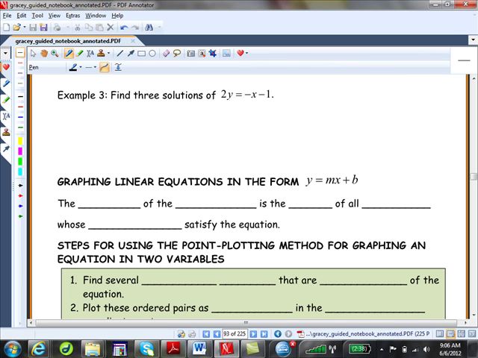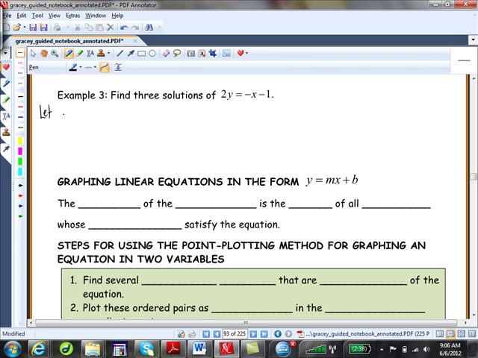But first we're going to go ahead and find 3 points that are on this line. Now, you can pick whatever numbers you want. So what do you guys want to do first? Do you want to let x equal something or y equal something?